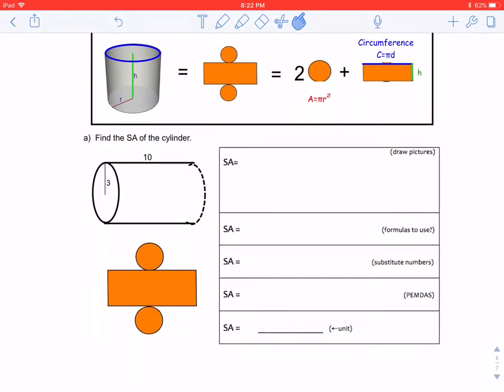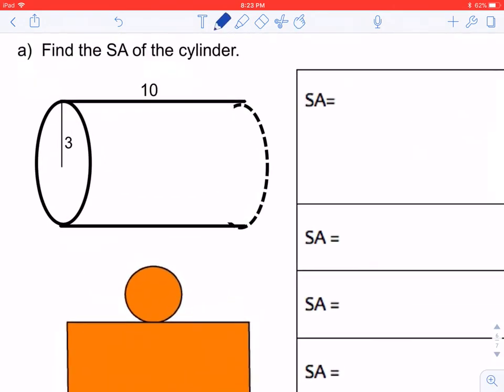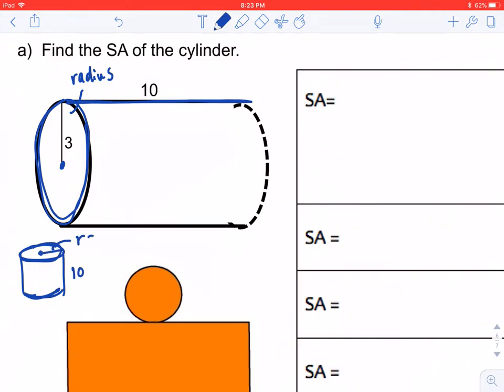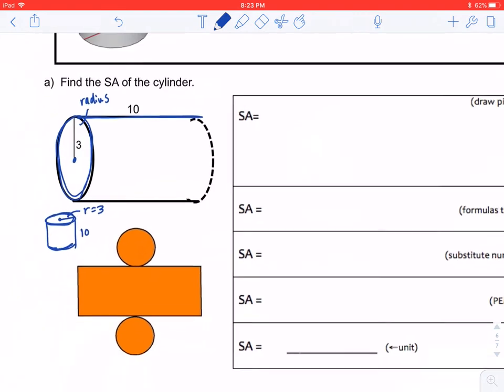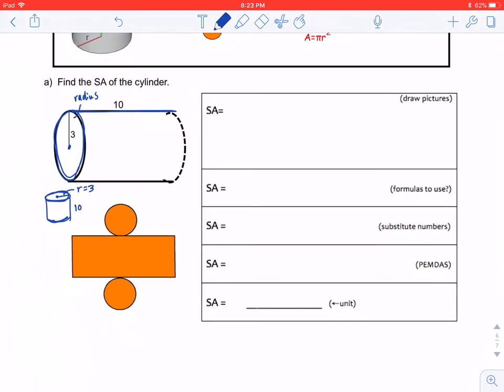Okay, so I have, again, this cylinder here. The radius, they tell me here, that 3 is the radius of my circle. This 10 is actually the height of the cylinder, because most of the time you want to visualize your shape like this. Your cylinder is more like a soda can that's standing up and down. The 10 would go there, and then the radius of 3 is there. Okay, so let's first just start at the beginning and start splitting it up.